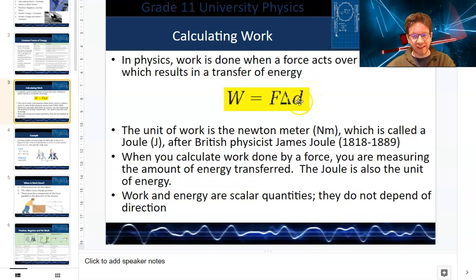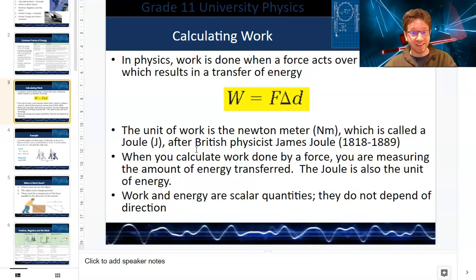Now the units of that are newtons times meters. But we give these units a special name. We call it a joule, after the British physicist James Joule. And that is the unit for work and all energies. Because remember, work is just a transfer of energy, so it has the same unit as any energy that we're going to calculate.